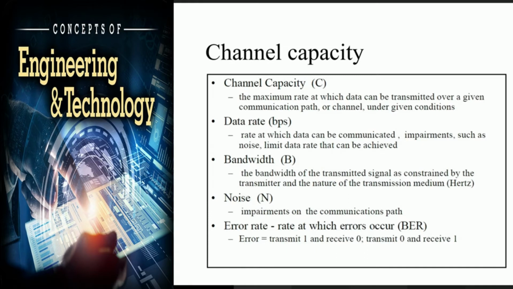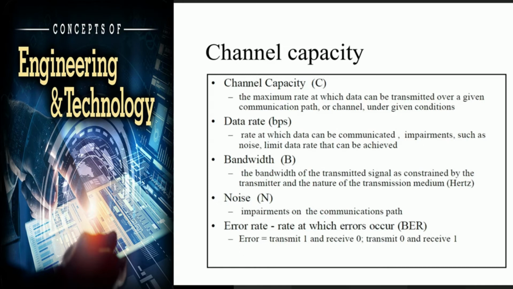The bandwidth is for whatever signal we are going to transmit. It is determined by the transmitter, and it is given in the range of hertz. Then the noise is very important, as impairments on the communication. So we need filtering techniques to remove the noise and other unwanted things.